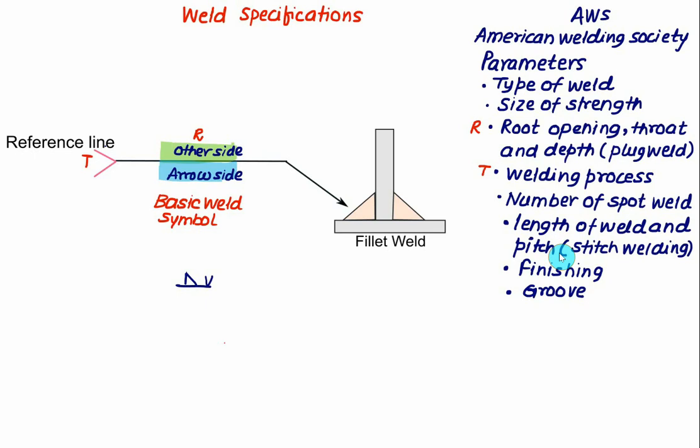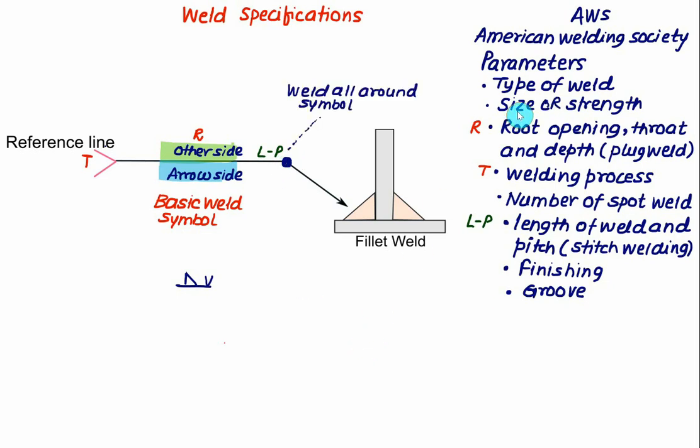In the case of the stitch type of welding, we have to use the length of the weld and the pitch. So that time you have to use the length as L, pitch is equal to P. So what is the length and what is the pitch? L represents here the length of the weld and P represents here the pitch, which is the center to center spacing of the weld. If we find a circle here, it means that we have a weld all around the symbol.